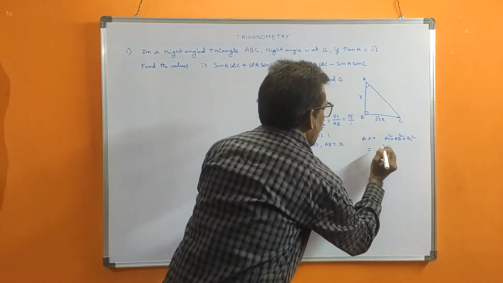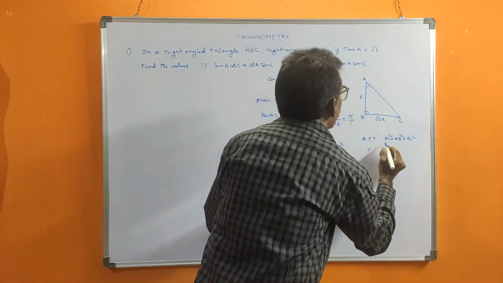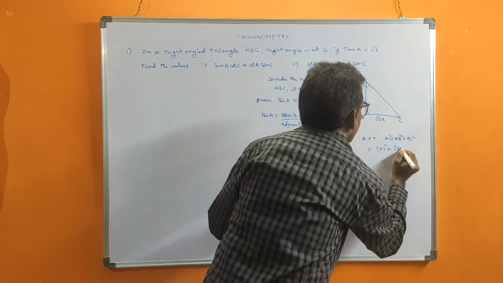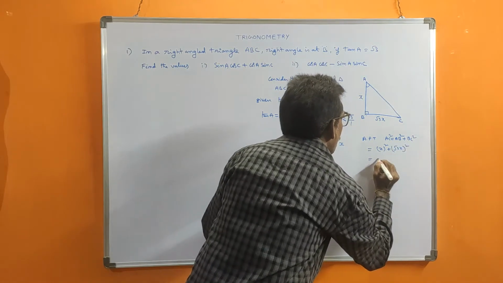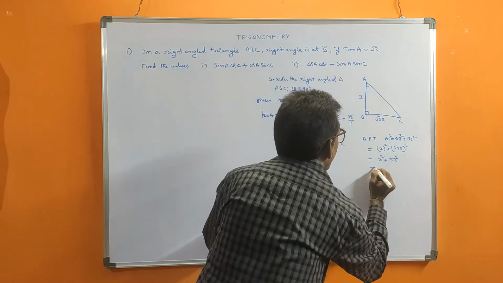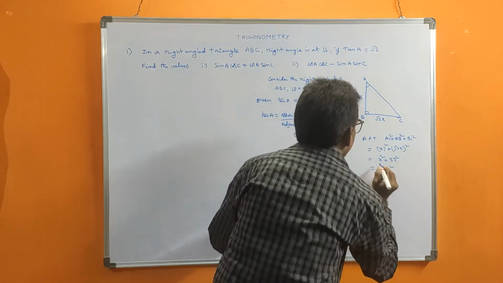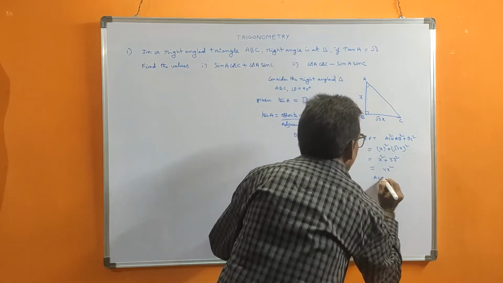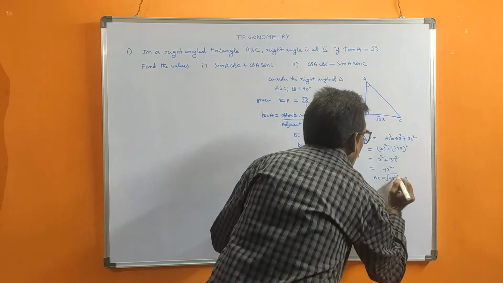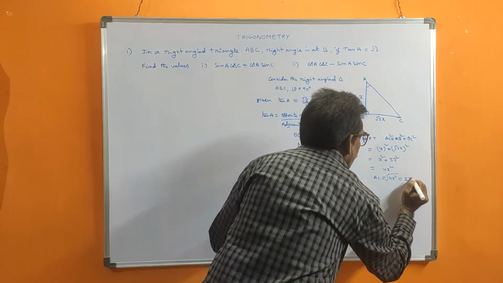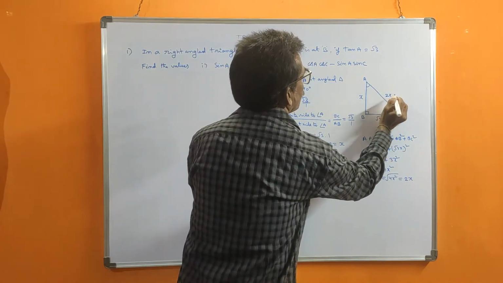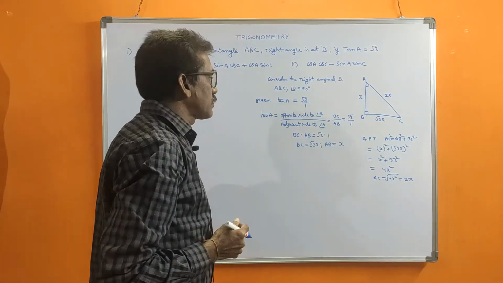So substitute directly, we are calculating AC. AB value is x, squared, plus BC value is root 3x, squared. So x square is x square, root 3 square is 3, x square is x square. So x square plus 3x square is 4x square. But we want AC, not AC square. So 4x square under root: root of 4 is 2, root of x square is x. It becomes AC is equal to 2x. We got the third side, the hypotenuse, also.